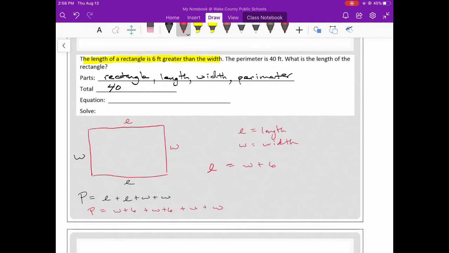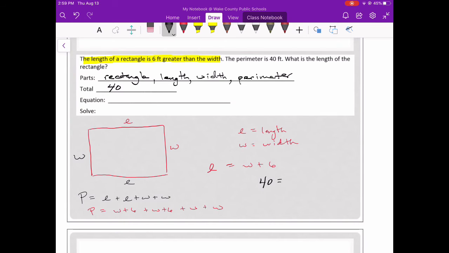And now, again, I don't have two different variables. I've only got one variable. So I could combine like terms and try to set up my equation. Remember, my perimeter is 40. So everywhere I see a P, I could put that 40. So I know about the 40. And I'm going to just try to simplify a little bit on the right side and combine like terms to make my equation a little bit easier to deal with.